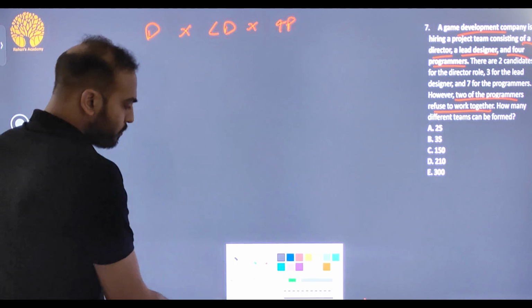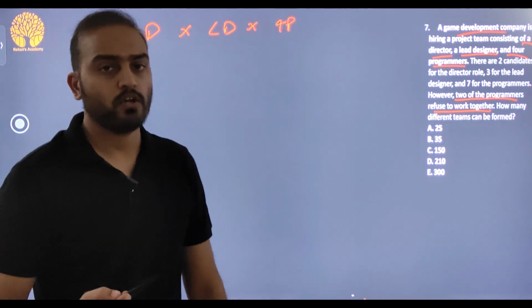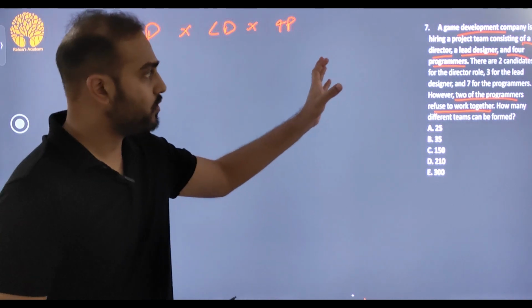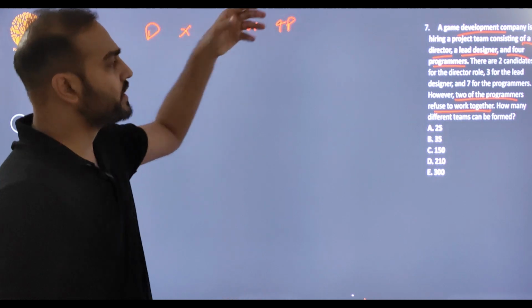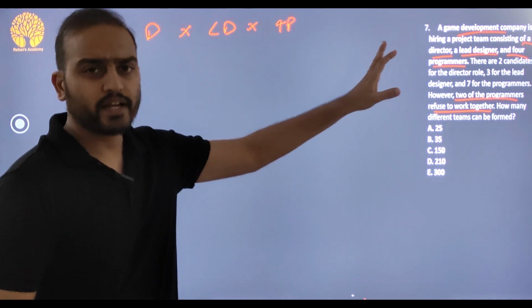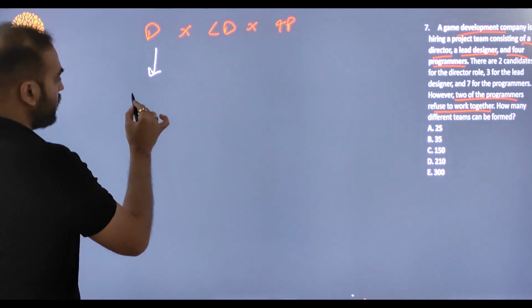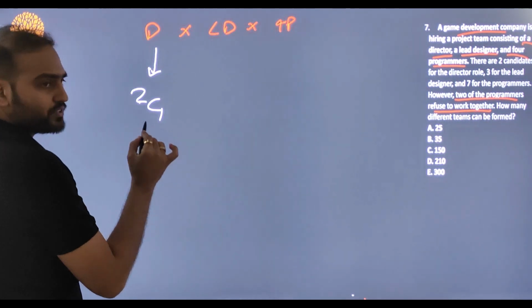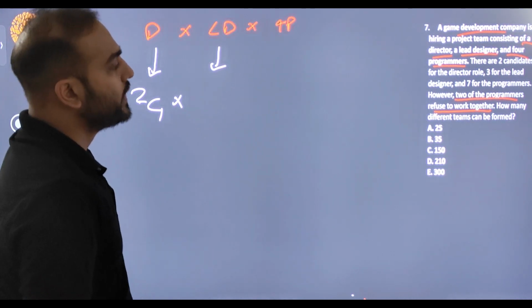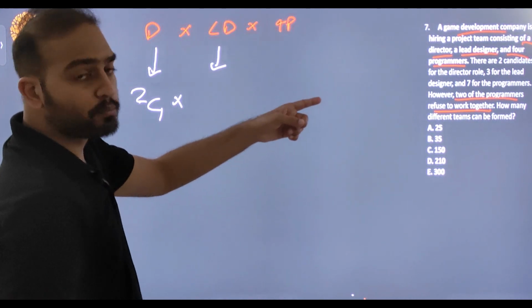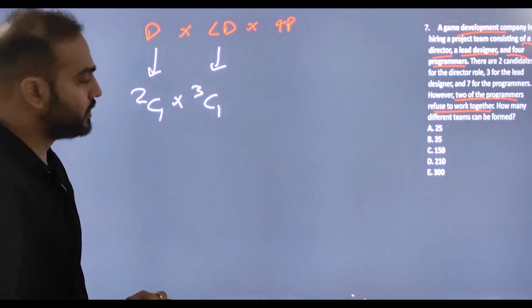Okay, no problem. Let's again think you are that person who's supposed to make this team. Okay, what will you do? We'll come to programmers later. First you'll say, okay, let me get over with the directors. I have 2 options. I want one, so that is 2c1. Now for lead designer, there are 3 options, but again I want one, so that is 3c1, right?